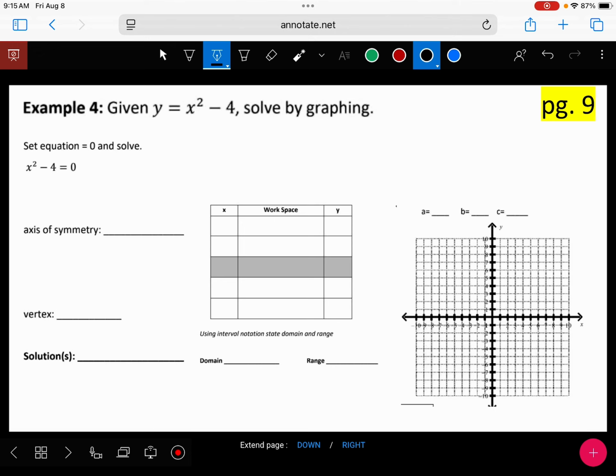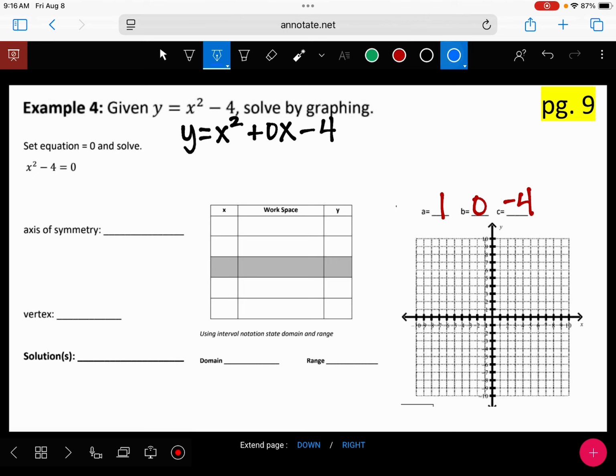Now this one is a little tricky. The reason why this is tricky is because this is really x squared plus 0x minus 4. That's why we don't have a middle term, because whenever the middle term is 0, we skip it. So your A value is 1, your B value is 0, and your C value is -4. All right, take a moment.